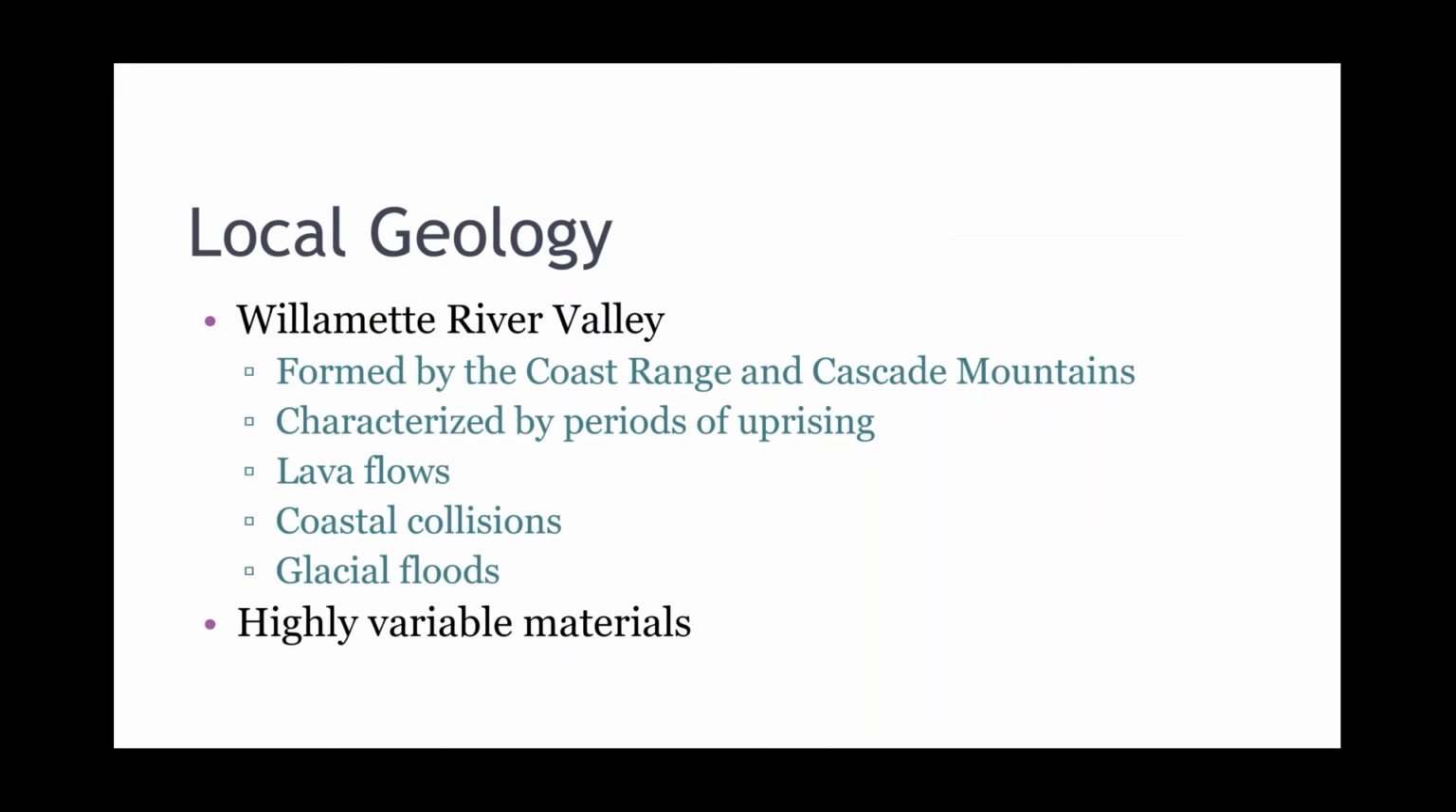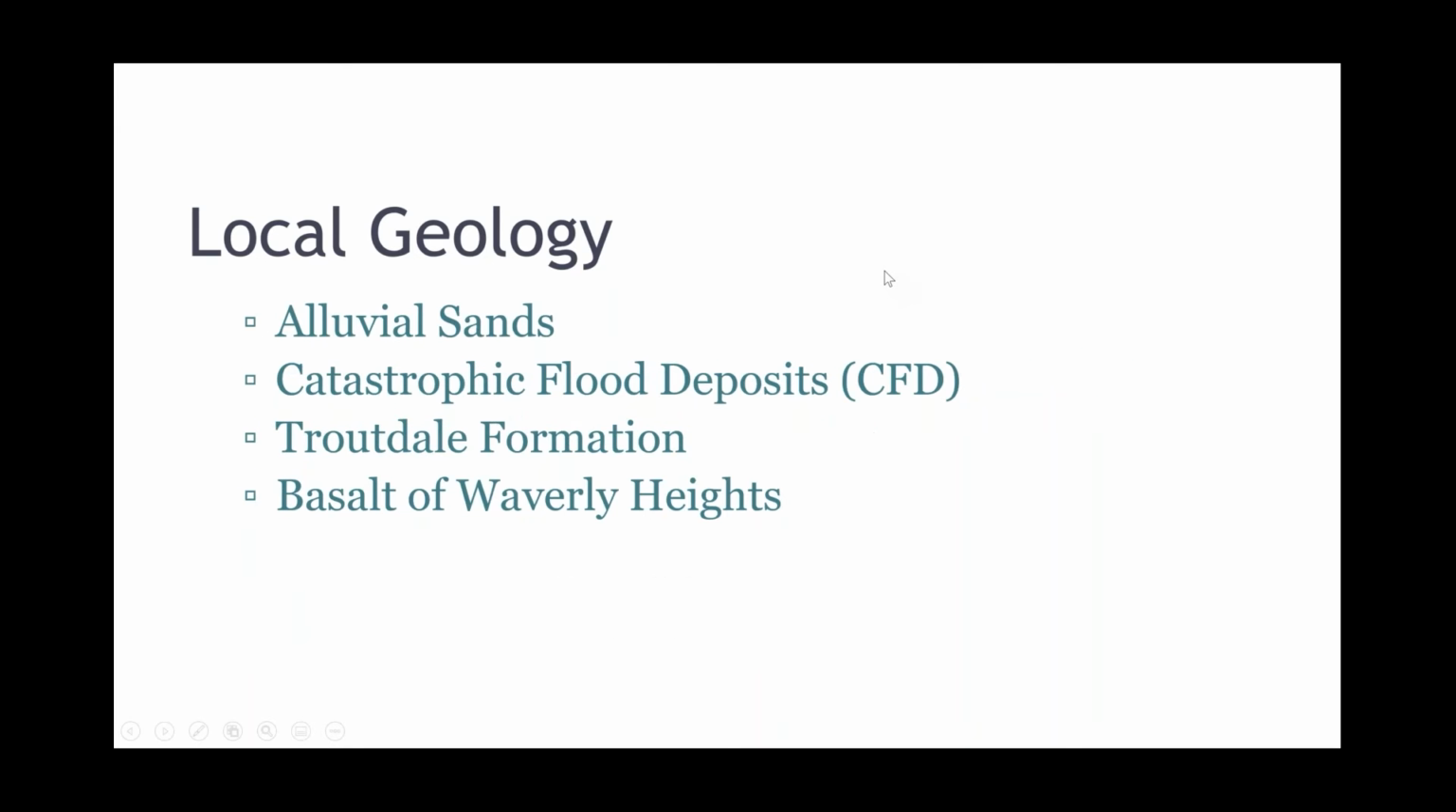Local geology, like I said, it's in the Willamette River Valley. That valley is formed by the Coast Range and the Cascade Mountains. It's characterized by periods of uprising. There's lava flow. Like I said, basalt bedrock exists. Coastal collisions, glacial floods, and you can imagine from such a chaotic geologic environment that the material and the top surface of rock and whatnot are highly variable, and certainly that is a difficult hurdle to jump in design and construction.